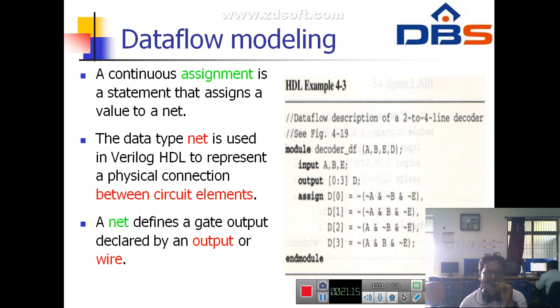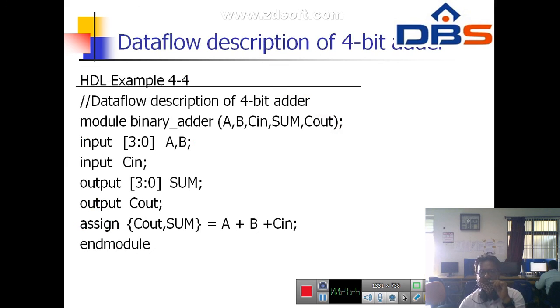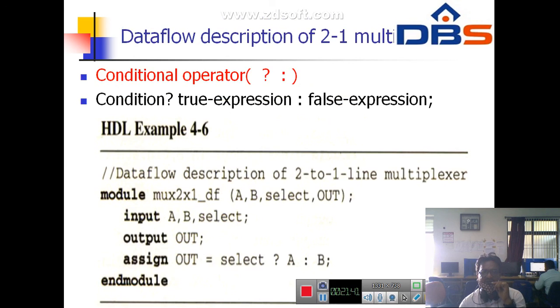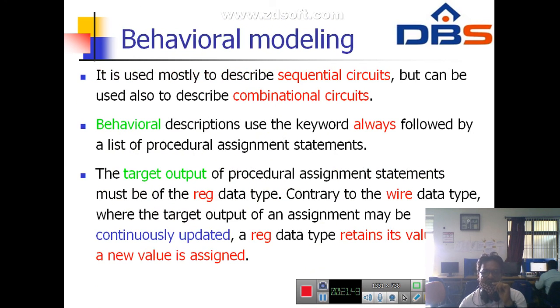The net data type is used to represent a physical connection between circuit elements, and the net defines a gate output declared by an output or wire. And the data flow description of the 4-bit adder is simply the description of the 4-bit adder in terms of the sum and carry expressions. And we have to write code for a simple comparator, and we will see what behavioral modeling is.